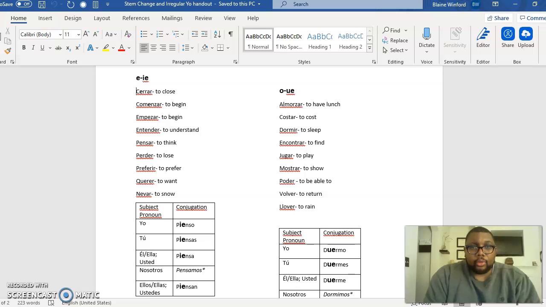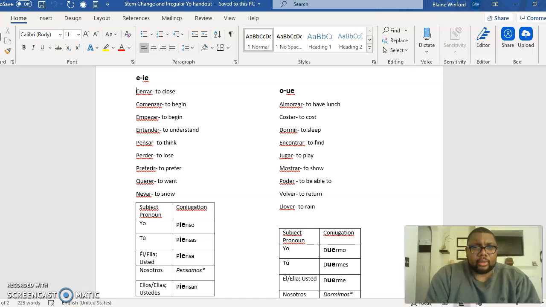If we had a four-syllable word, it would occur on the third syllable. If it's five syllables, on the fourth syllable, and so forth. So that's a little basic information about stem changes. And let's go to the E to IE stem changes.